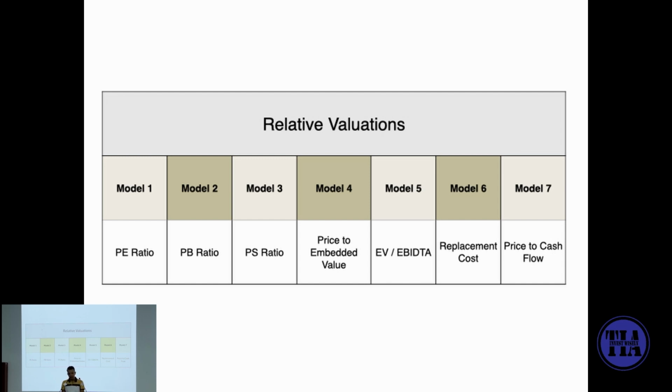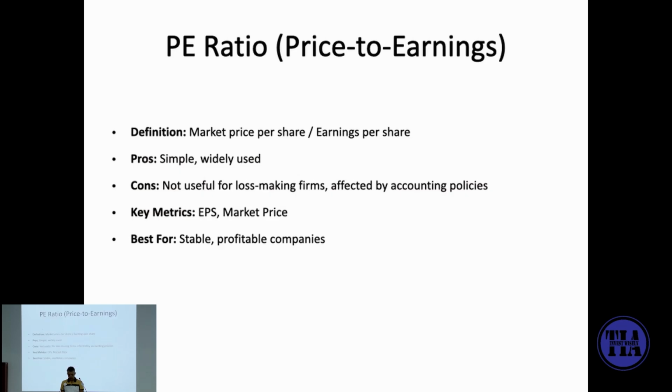EV by EBITDA, replacement cost, typically done for cement companies or mining companies. Finally, price to cash flow. So I think we all know what the PE ratio is. I don't want to dwell on it, but this has to be used for a stable, profitable company. Remember, if you use a PE ratio for a non-stable company like Tata Motors or a loss-making company, the number will be all over the place.